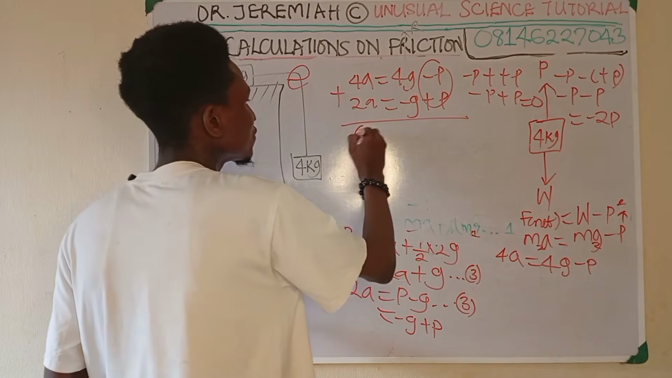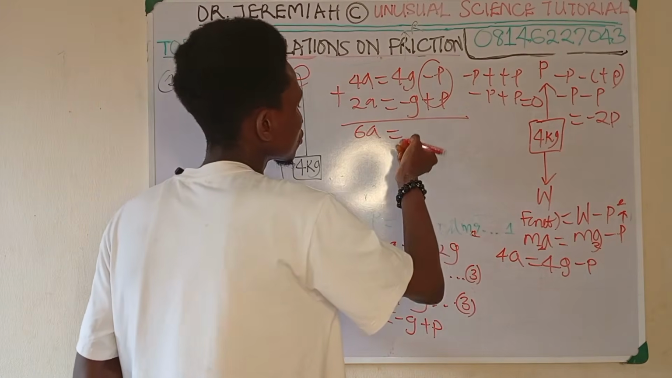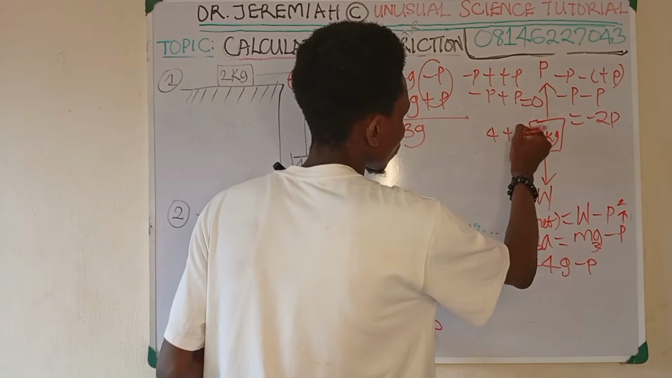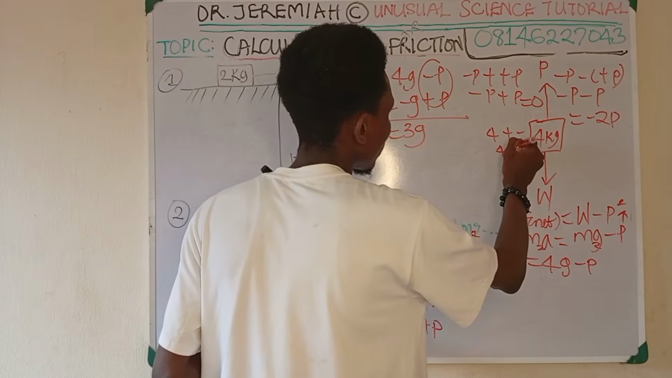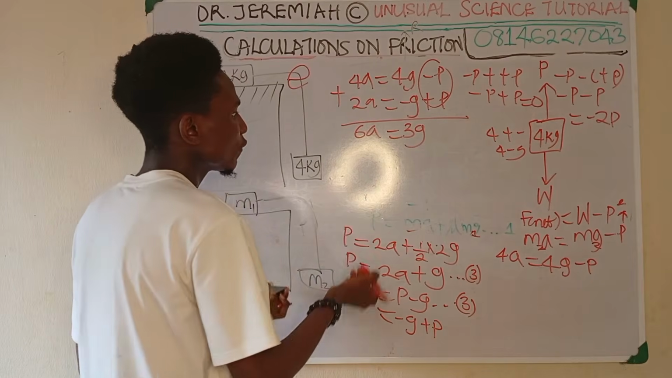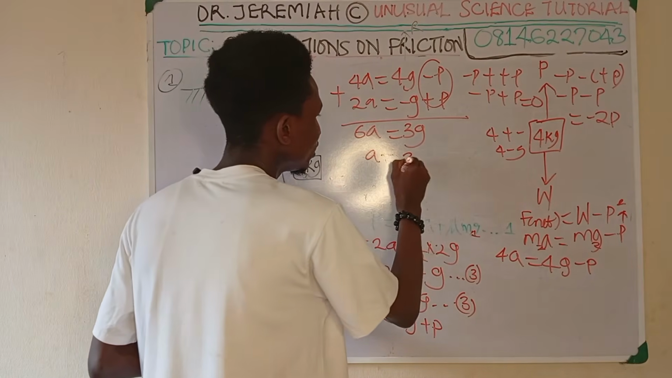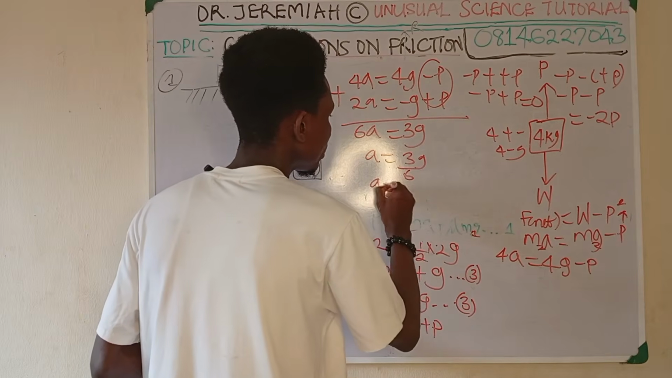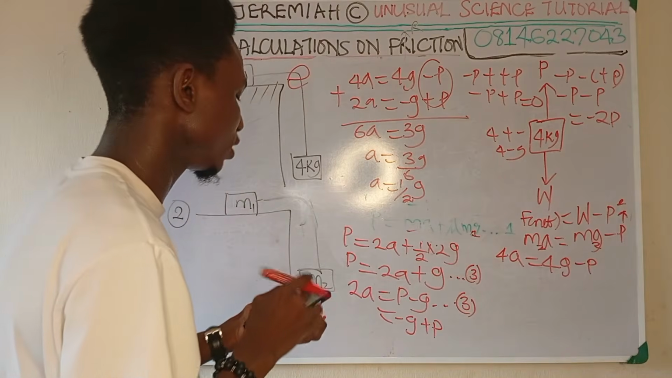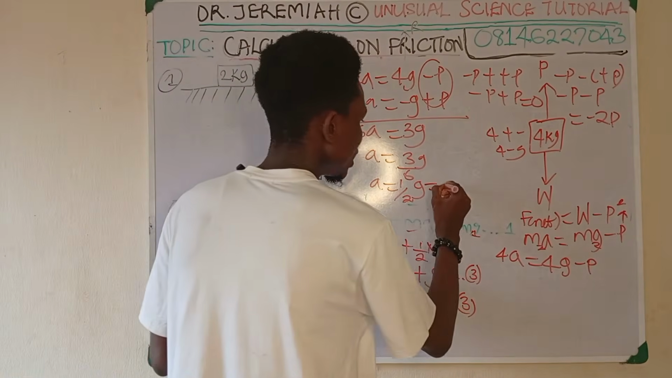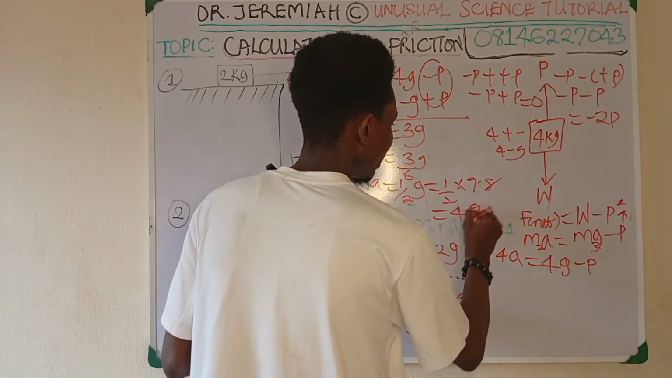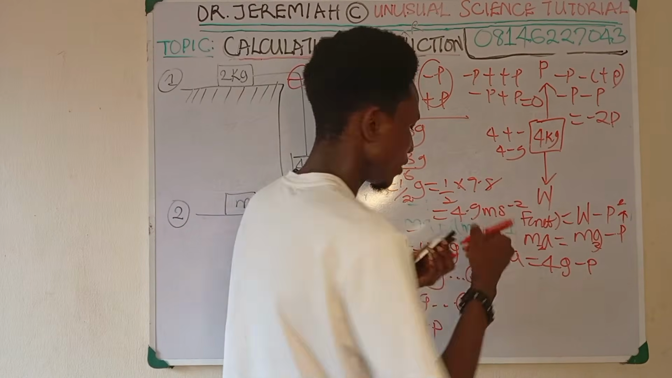So 4a plus 2a gives you 6a. 4g minus g gives you 3g. Then P cancels to 0, and you are left with a and g. If you simplify, you're going to get a equal to 3 over 6 g, which gives you a equal to 1 over 2 g. Now, we know the value of g, which the question gives as 9.8. You get half times 9.8, which gives you 4.9 meters per second squared. So that's the way we do it.